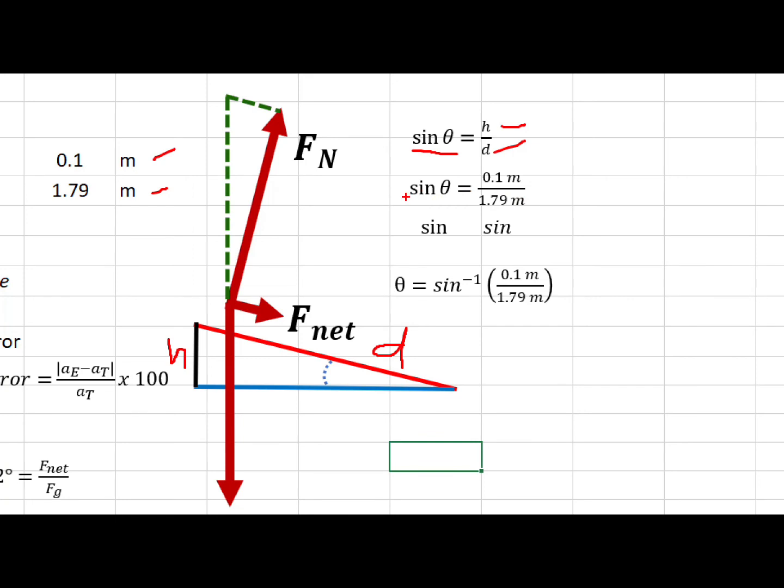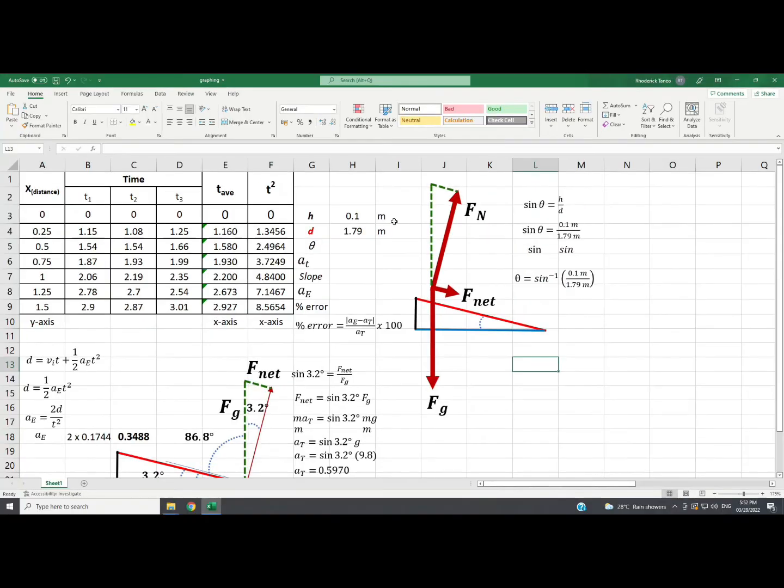Then we need to get rid of the sine, so we apply inverse sine on both sides. We can now cancel the sine, so we are left with theta. Raising the sine symbol above, it becomes sine negative 1. You follow? So that is called sine inverse: theta equals sine negative 1 of 0.1 meters divided by 1.79. If you compute that, the answer happens to be 3.2 degrees.